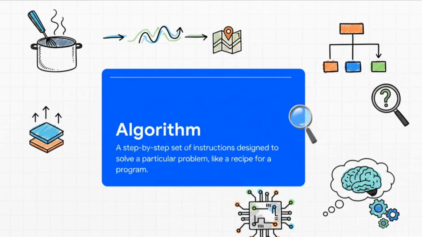But what's the logic behind the code? That's an algorithm. The best way to think about it is like a recipe for a meal. Before you write a single line of code, you need a plan, right? A step-by-step set of instructions to solve your problem. When Google Maps finds the fastest route to your destination, that's an algorithm. When your music app sorts a list of songs, that's an algorithm.